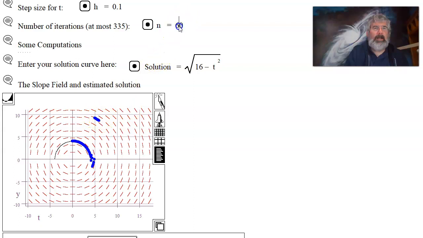So yeah, I am still within the domain of the differential equation function, right? The minus t over y. But I'm not within the domain of my solution curve. So I'm jumping off onto other solution curves and then just following those until I get sent to some other place. So yeah, Euler's method, depending on the nature of the differential equation, can do some really crazy stuff.